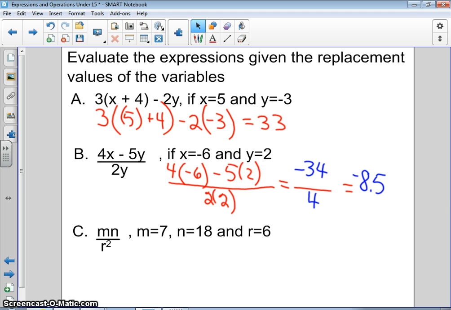All right, on this one, when you work out the top, you get negative 34. When you work out the bottom, you get 4. And then negative 34 divided by 4 is negative 8.5. This is not always the answer that they want on the SOL test. Sometimes they want the fraction answer. So you're going to go ahead and change that into a fraction.